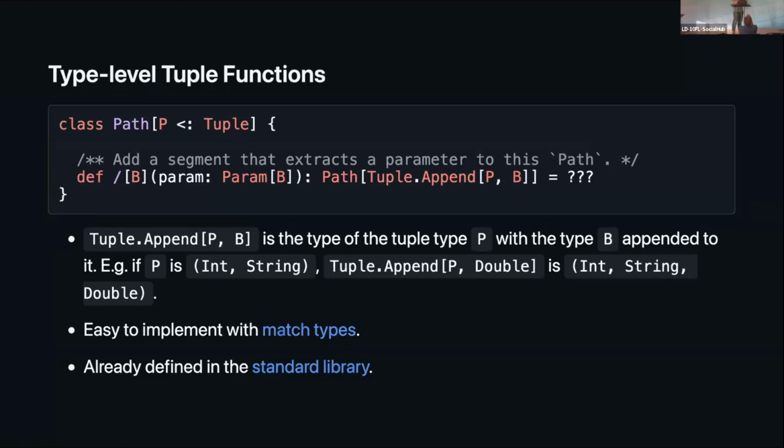And what we say is that the result of this is going to be a new path where this tuple type is, take the existing tuple type P and append B onto it. I probably should use different names that weren't so close in pronunciation. And this type is something that's built into the Scala standard library. And what it means is, as the example says, if P is int and string and B is, say, double, then Tuple.Append of P and B is the tuple int, string, and double. So it does what we want. It does this tuple type manipulation for us.